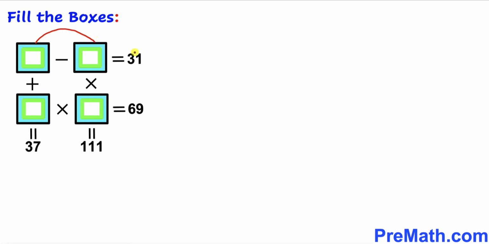In this video, we have four empty boxes such that if we subtract these two horizontal boxes, we are supposed to get 31. If we multiply these two bottom boxes, we are supposed to get 69. If we add these two vertical boxes, we are supposed to get 37. And finally, if we multiply these two vertical boxes, we are supposed to get 111. Our task is to fill out these boxes with appropriate values.